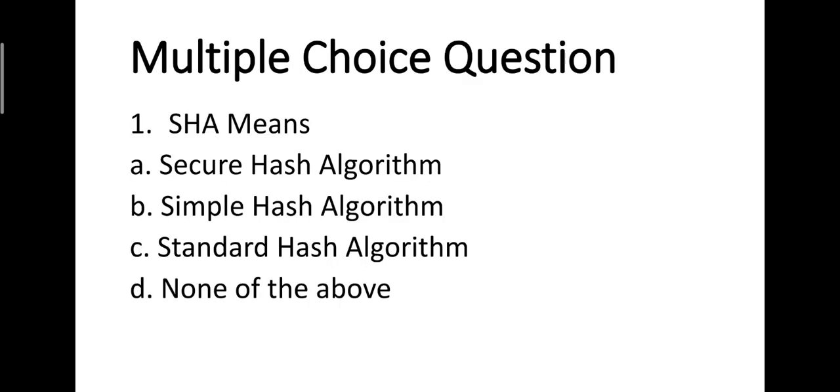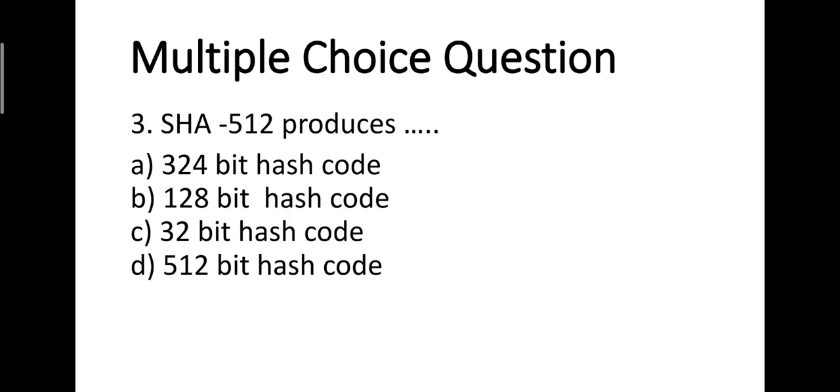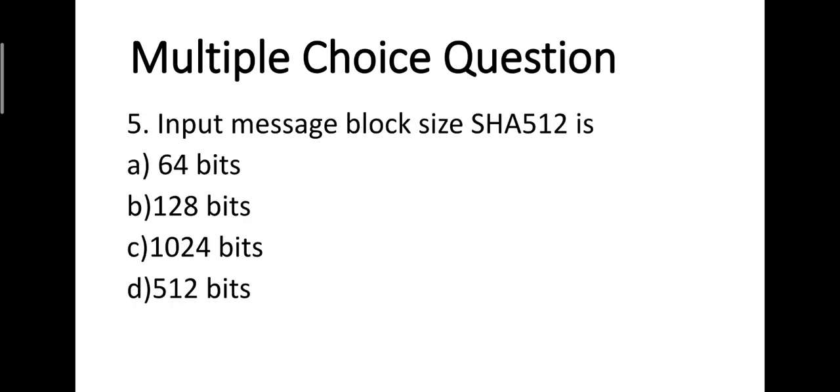So in this, we can expect multiple-choice questions. SHA means: secured hash function, simple hash function, standard hash function algorithm, or none of that. The answer is secure hash algorithm. The number of rounds in each compression operation is 80, and SHA-512 produces a 512-bit hash code. The SHA algorithm is based on the Merkle-Damgard scheme, that is true. The input message block size of SHA-512 is always 1024 bits.